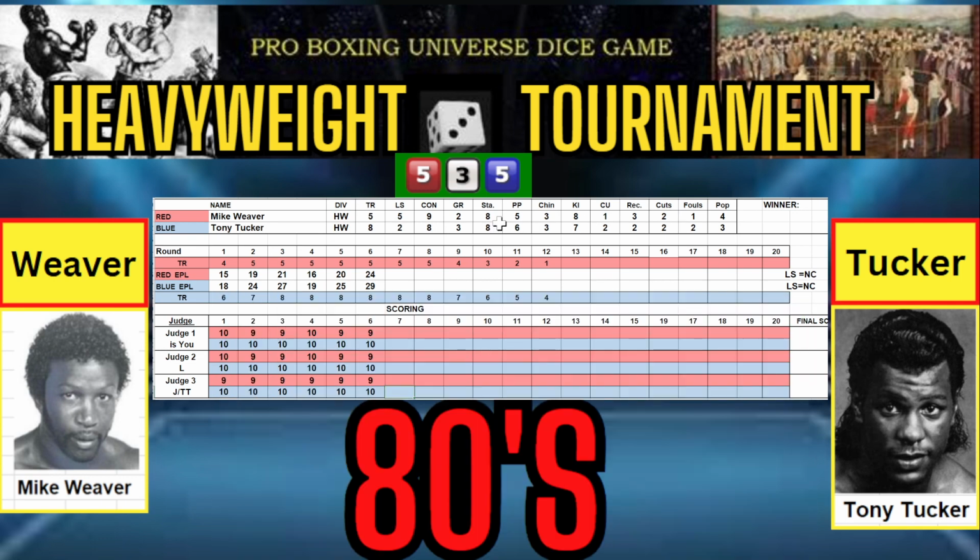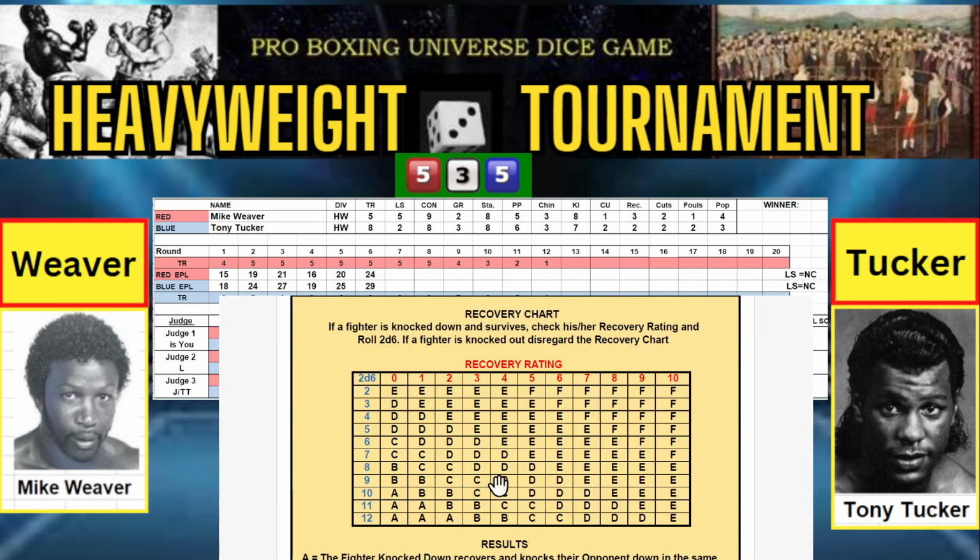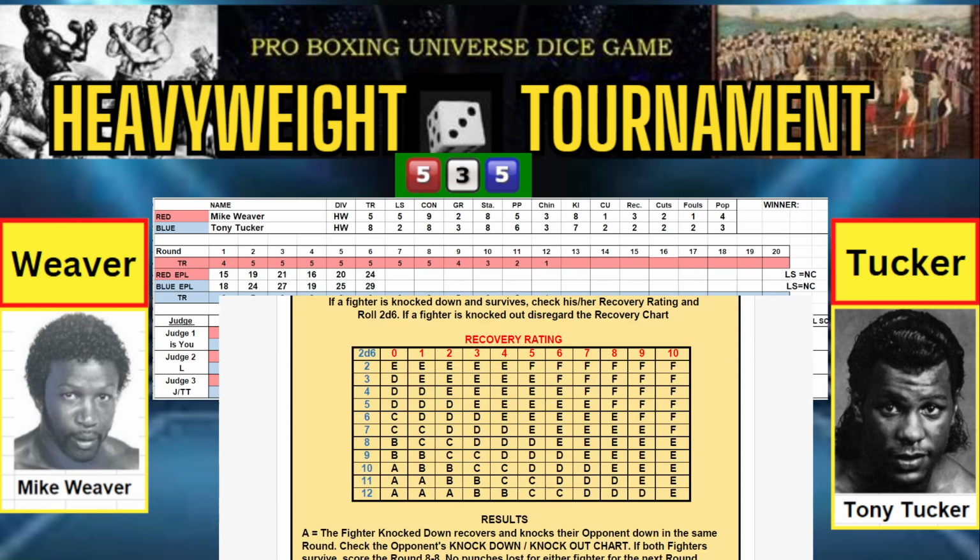Let's find out his recovery rating for Weaver. It's a 3. Weaver in trouble. Okay, so what we do is, just make sure you got that and you can see it. What we do is he's got a 3. That's right here. So we roll the 2 die. The first 2 is a 6. And he had a 3 on his recovery. Yes. 3 and a 6. He's got a D.